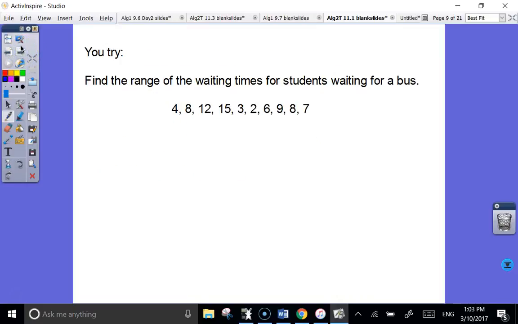So try to find the range of those. Everybody got it? Right. Not a hard concept.